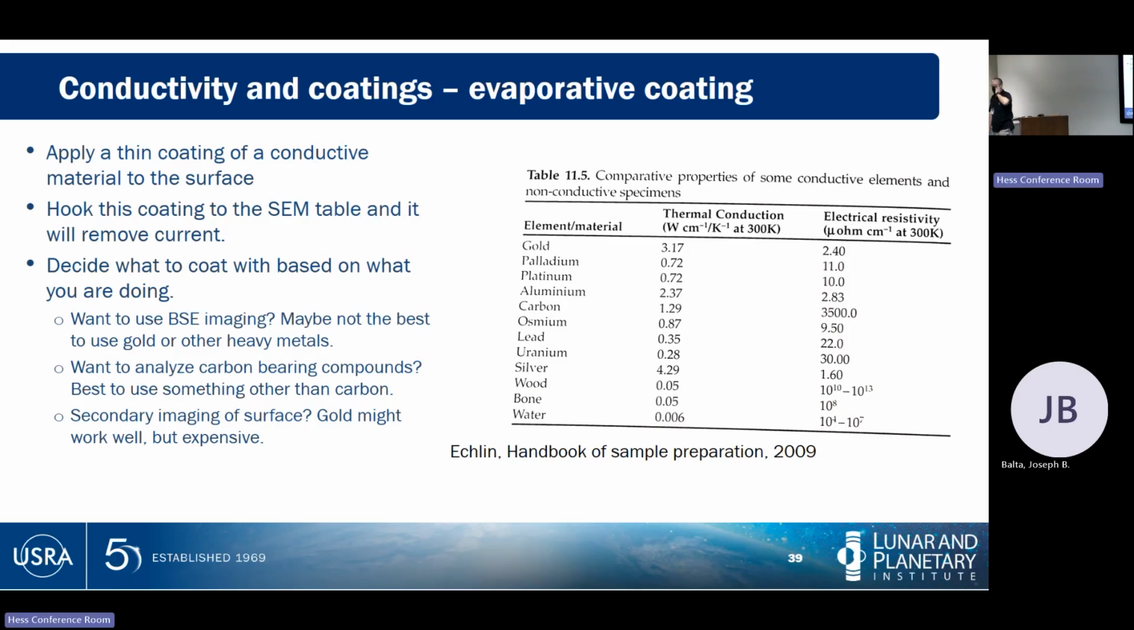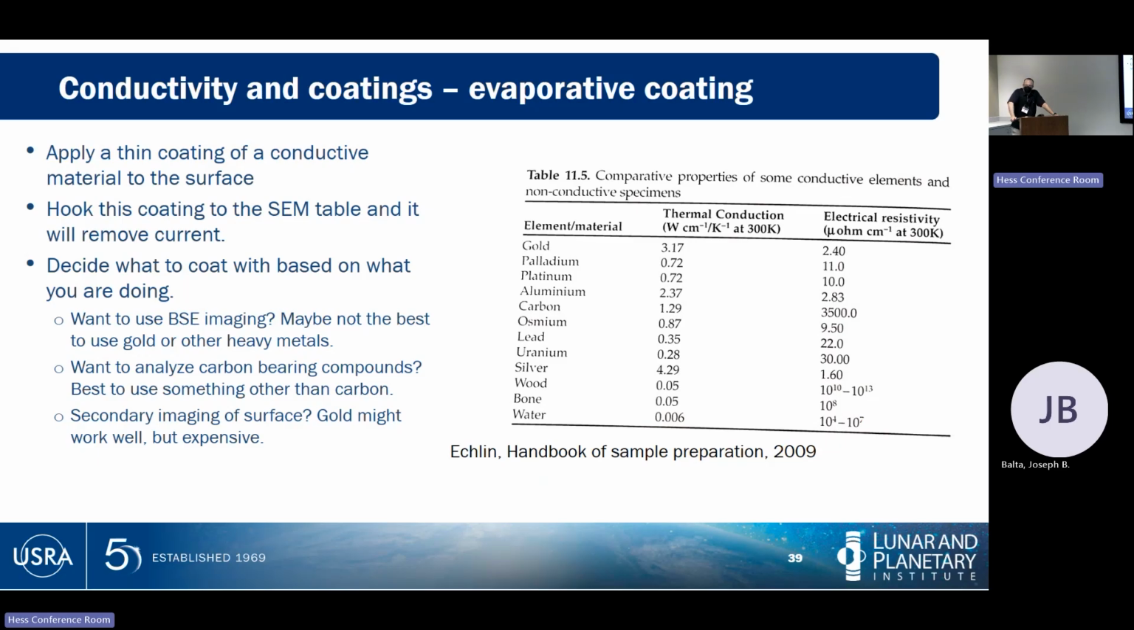Applying a thin coating of some type of evaporated material to allow current to be carried away is the standard technique that's done. You then, once this material is coated in your substance, you hook it to this stage in the SEM, and now you have a direct electrical connection that can carry away charge. That's the usual setup. Well, deciding what to coat with is another question.